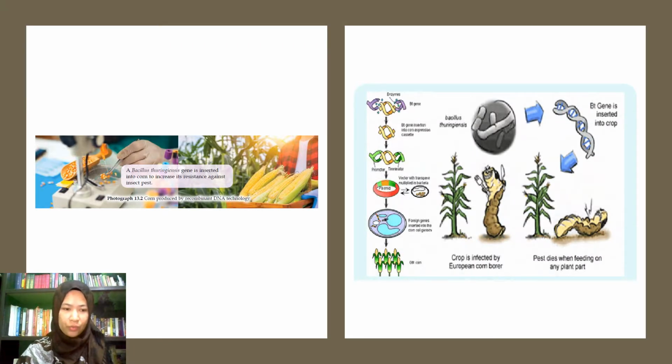Okay, example given, this one. Okay, the corn produced by recombinant DNA technology. How? Okay, so Bacillus thuringiensis, okay, gene from this bacteria actually have been inserted to the corn. So that this will increase the resistance against insect pests. Okay, untuk lawan serangga. How actually? Bila dia makan, dia akan mati. Okay, kita tengok kat sini.